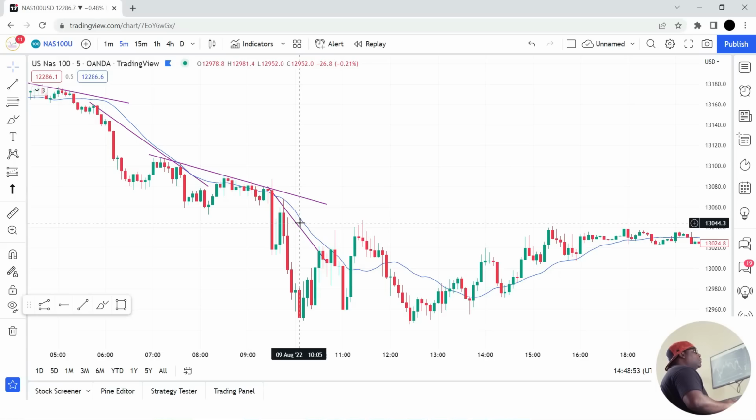So here's how you trade the trend. If the market is in a downtrend, right, and you see aggressive selling, right here we have a lot of selling right here.